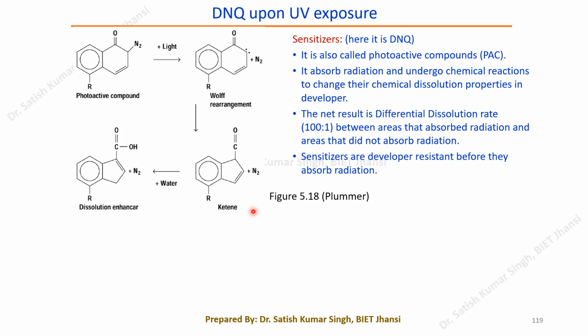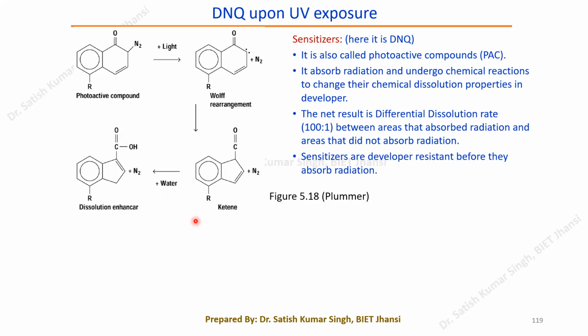One thing you have to remember is that initially the dissolution rate of your Novolac was somewhere around 15 nanometer per second, and later, after mixing it with the DNQ, its dissolution rate became 1 to 2 nanometer per second.